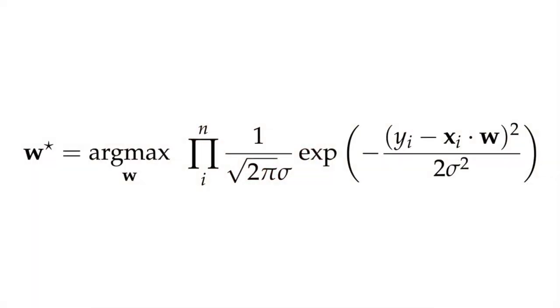The observations could be really unlikely for any value of w. It's just that under any other value of w, they'd be even more unlikely. Given this formulation, the value of the weights that we're looking for, w star, is the value that maximizes this likelihood expression.